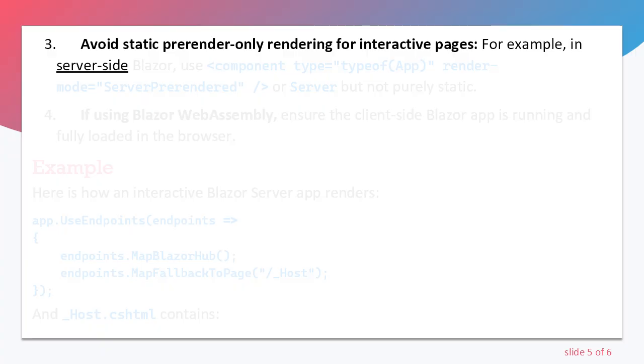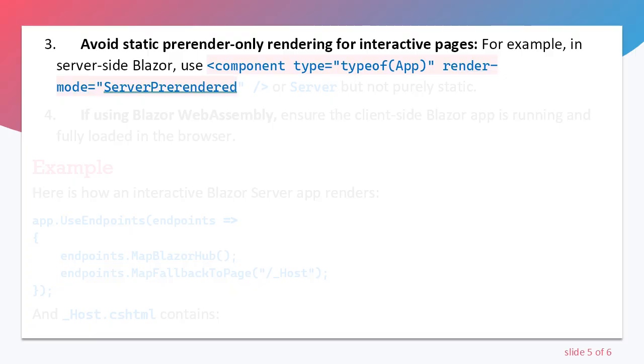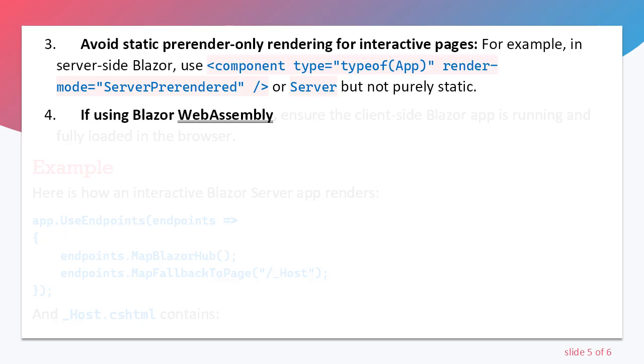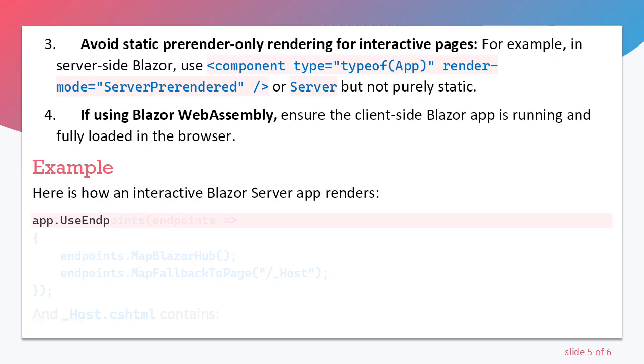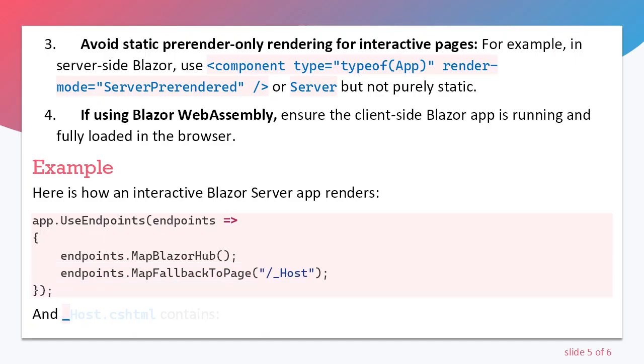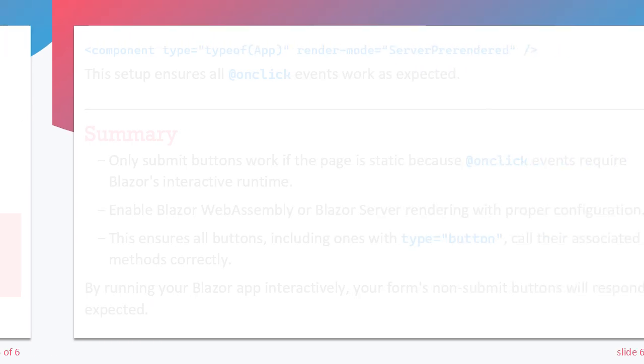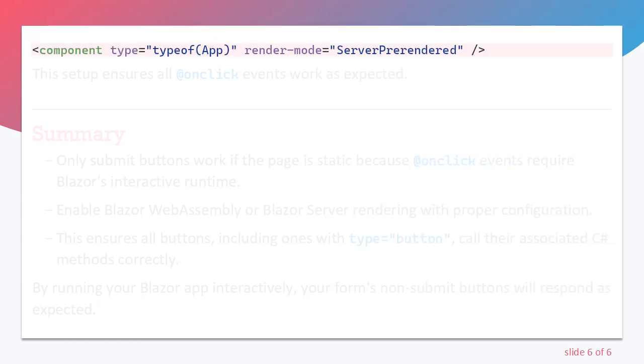For example, in server-side Blazor, use component type=type of app, render mode=server pre-rendered or server, but not purely static. If using Blazor WebAssembly, ensure the client-side Blazor app is running and fully loaded in the browser. Example. Here is how an interactive Blazor server app renders. And _host.cs HTML contains. This setup ensures all on-click events work as expected.